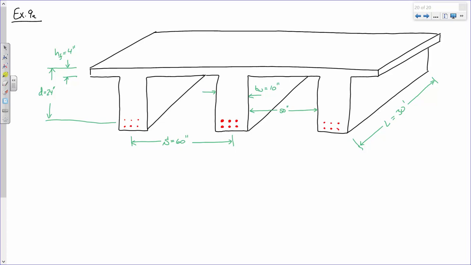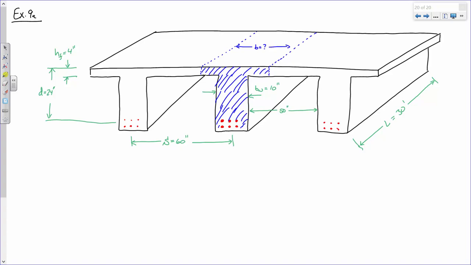Okay. Now, what we're trying to do is determine this distance here, whatever this width needs to be, because we're trying to isolate a single beam and analyze it. And in order to do that, I fully define the geometry of the beam except for one thing. I know how deep it is, I know how thick the slab is, I know how wide it is. I need to know this dimension, so that I can begin the process of analyzing that beam. That makes sense?